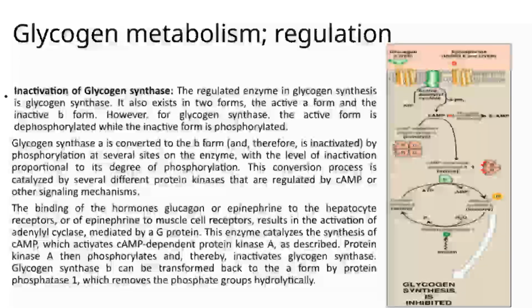The inactive glycogen synthase B can be transformed back into the active A form by protein phosphatase 1, which hydrolyzes the phosphate groups. This regulation ensures that glycogen synthesis is finely tuned according to the body's needs, especially during fasting or stress responses. Understanding this regulation helps us see how hormonal signals precisely control energy storage, fitting into the broader picture of metabolic regulation we've been discussing.